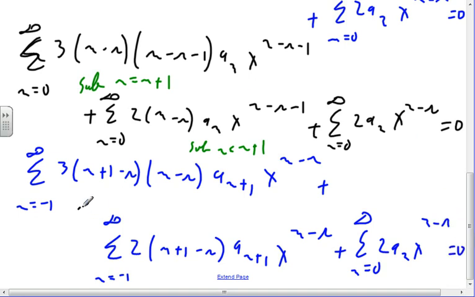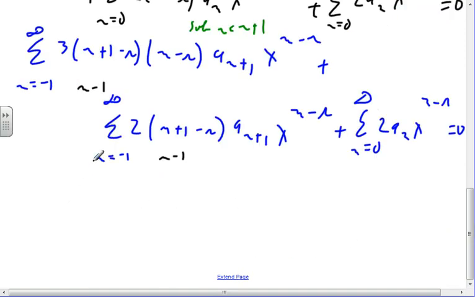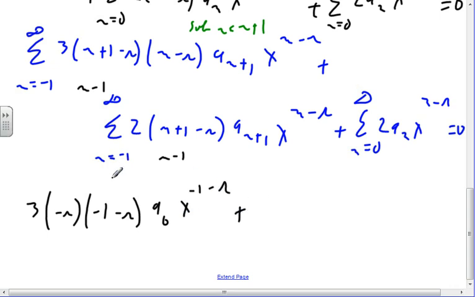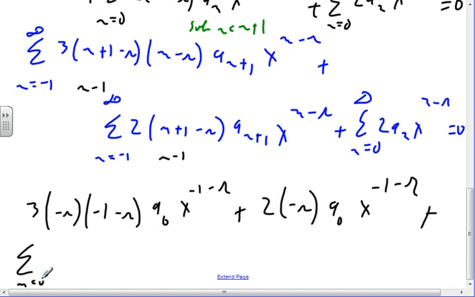Okay, now I'm going to take the n equals minus 1 term out of here and out of here. So at n equals minus 1, that's going to be 3 times minus r times minus 1 minus r, a0 x to the minus 1 minus r, plus, I'm going to take the minus 1 term out of this one, 2 times minus r, a0 x to the minus 1 minus r, plus summation n equals 0 to infinity.